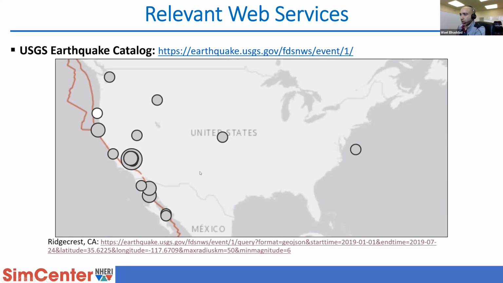This is another example of how you can use this to do a query. If you go to the link at the top here, you will find the detailed documentation, but this is just one example. It's trying to query this data in a format called JSON. It's specifying the start time and the end time, from the beginning of 2019 till July 24th, a latitude and longitude, a maximum radius, and a minimum magnitude. This is a query I used to get information about the Ridgecrest earthquake.